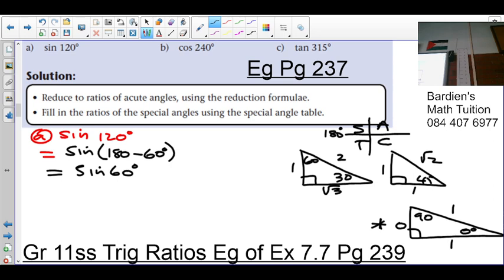So what do I do now? I go to the special angle. What does sine stand for? Opposite over hypotenuse. So it's going to be square root of 3 over 2. Do you all understand? Is there any of you that's confused?